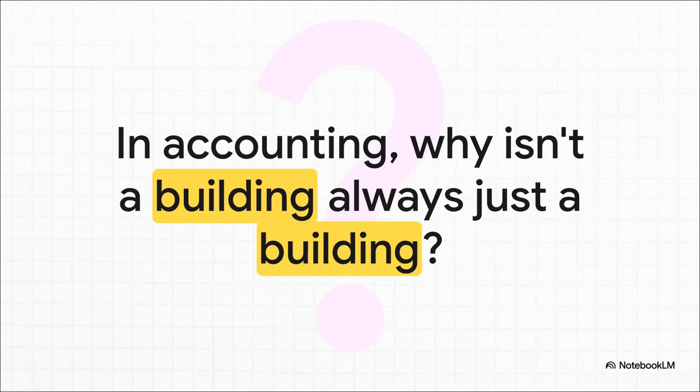Okay, let's jump right in. You see a building, you think it's a building. I mean, simple enough, right? But in the world of accounting, the reason you own that building changes literally everything. The accounting for your own office is worlds apart from the accounting for a building you just own to collect rent. So the big question is, why isn't a building always just a building?